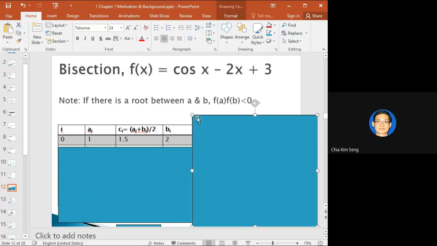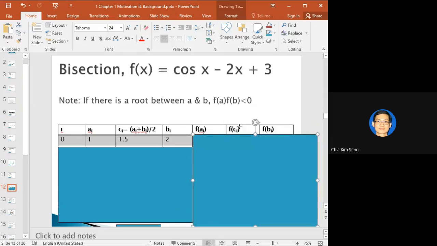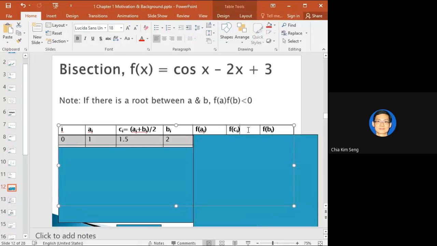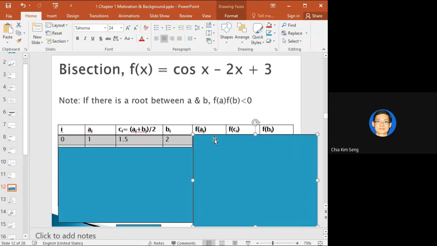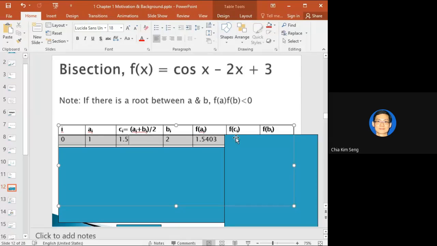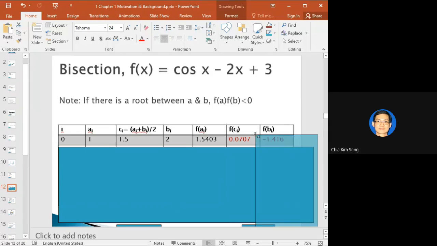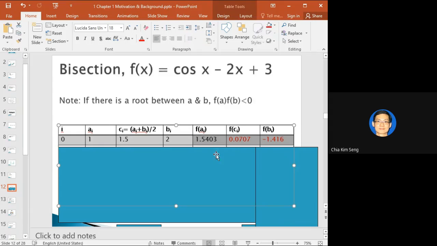Okay, so next we still have another three columns. So what do these three columns indicate? They indicate the value if you substitute. If you substitute the A inside, what's the fs you get? For the first one, we get a positive value. Then for 1.5, you try to use a calculator to get this one, and you get another value. And then you substitute 2, you get negative. Okay, so this is what we get.